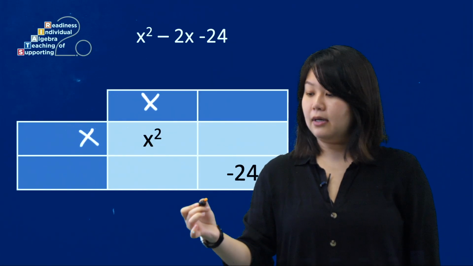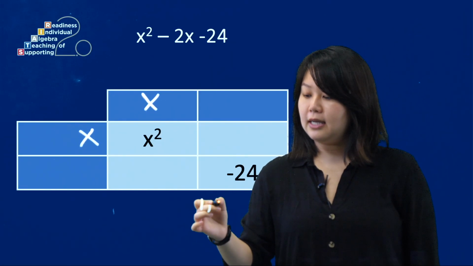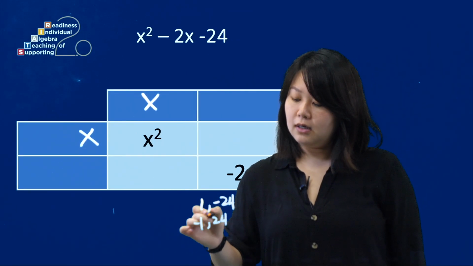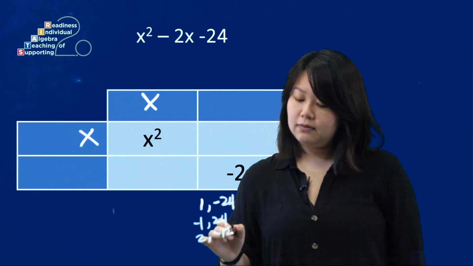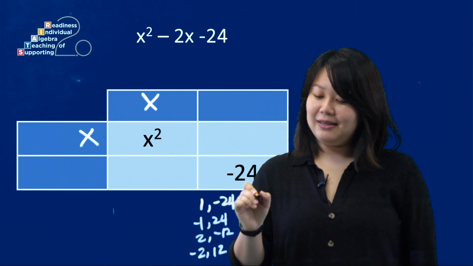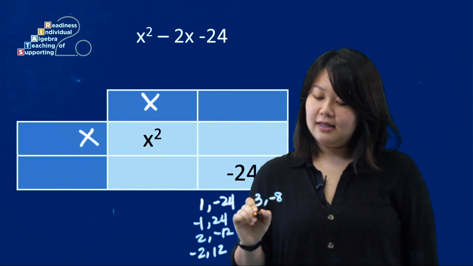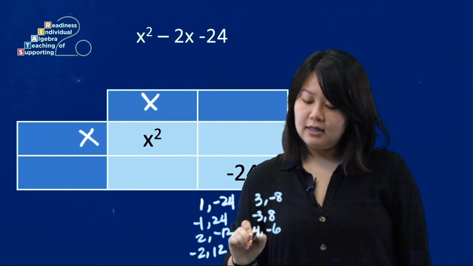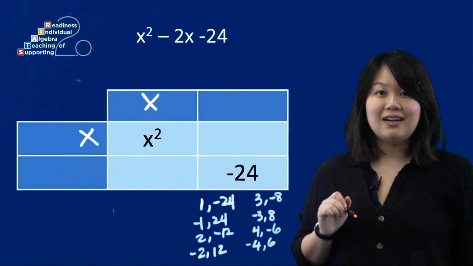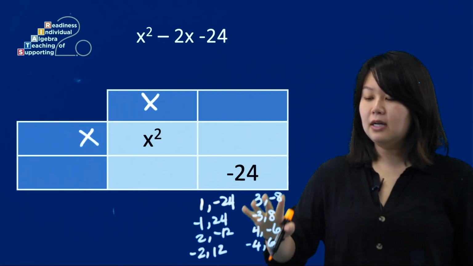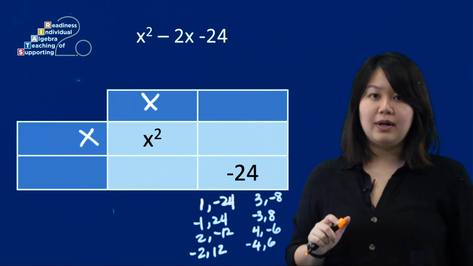So let me write out all the factor pairs, which is 1 and negative 24, negative 1 and 24, 2 and negative 12, and negative 2 and 12. Keep going, 3 and negative 8, negative 3 and 8, and finally 4 and negative 6, and negative 4 and positive 6. So these are all of our factor pairs for negative 24, which means that all of these pairs will multiply to get the product of negative 24.